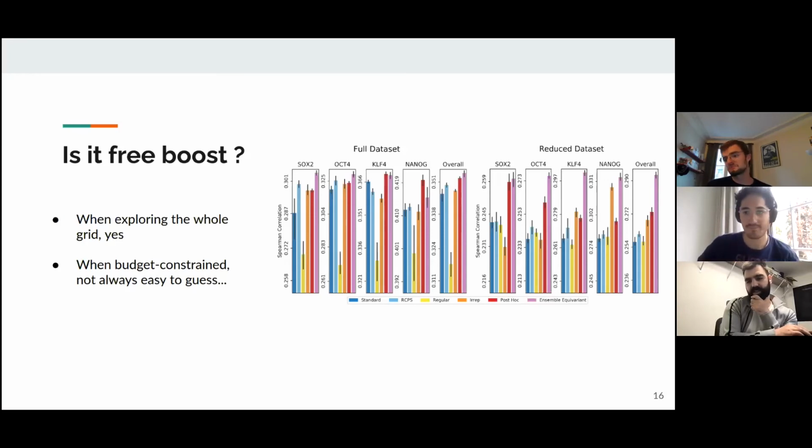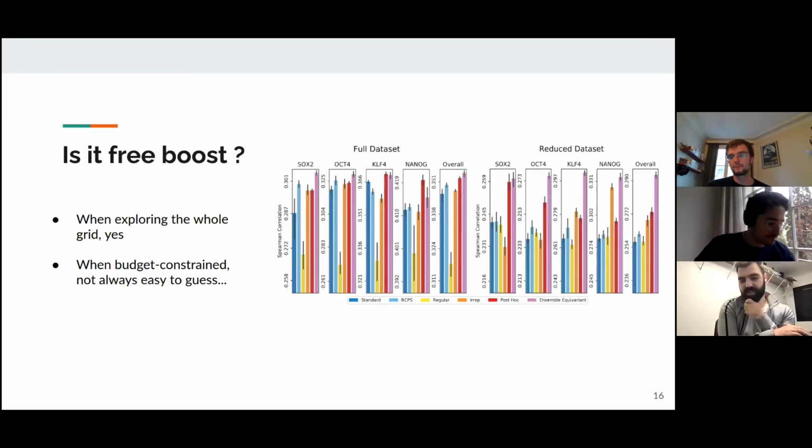Well, the question I have, sorry, I don't know if that answered Carlos's question. Yes. So this Spearman correlation, I have no idea what this is.